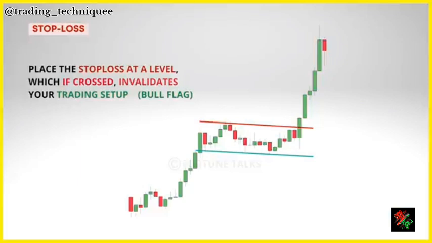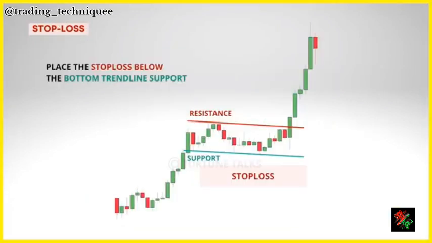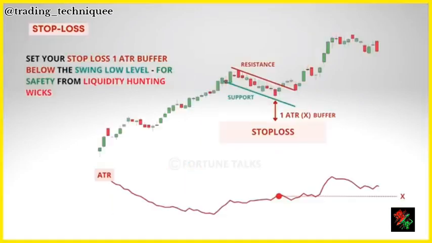So what are we trading here? We are trading a bull flag, and the pattern becomes invalid when the price breaks and closes below the bottom trend line support. So you have to keep your stop loss below this particular support level. But there are still chances of long wicks which can take out your stop loss and then move higher in the desired direction, which can be pretty annoying. So to be extra safe, you can give your trades more breathing space by setting your stop loss a particular distance away from the market structure using an indicator like ATR. Once you identify the swing low of the bull flag pattern, set your stop loss 1 ATR below the swing low level.